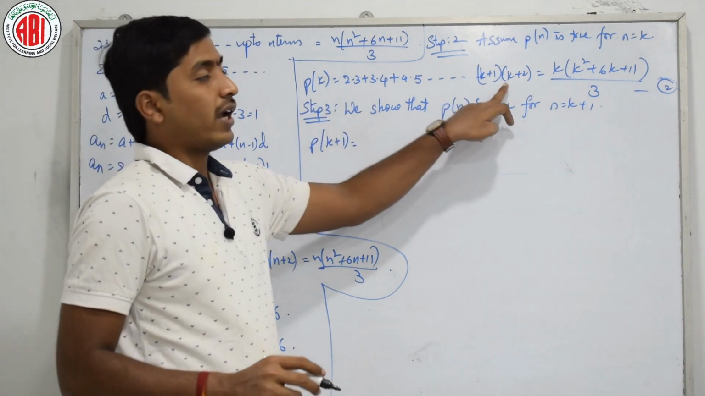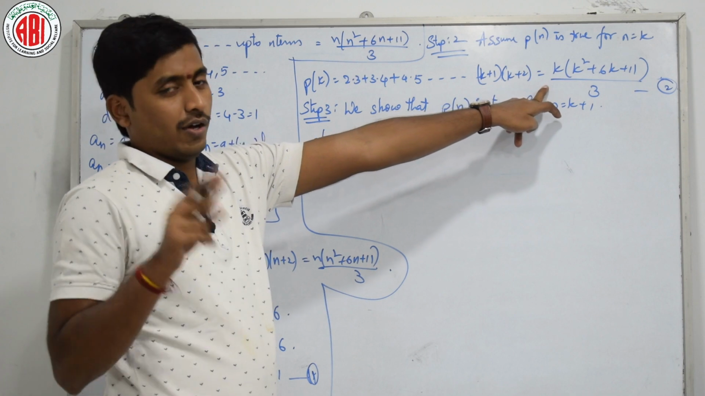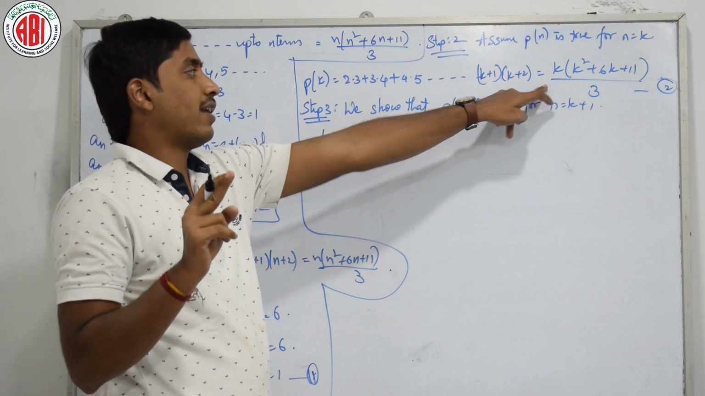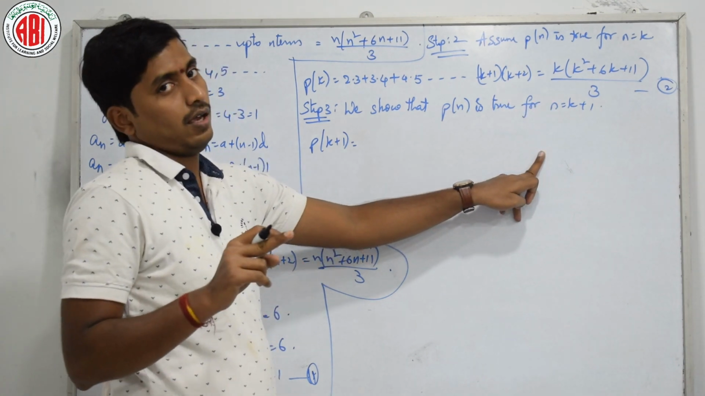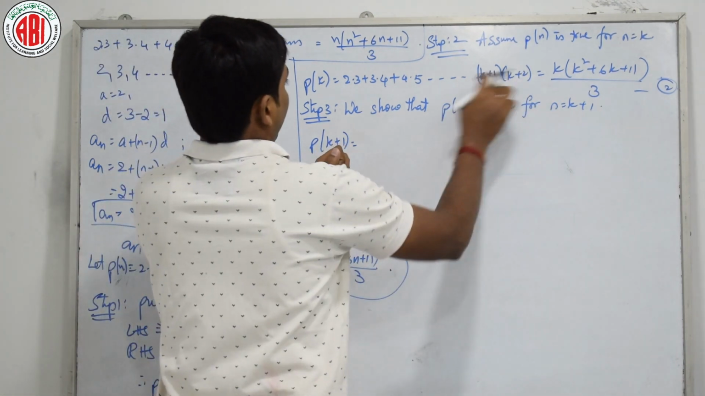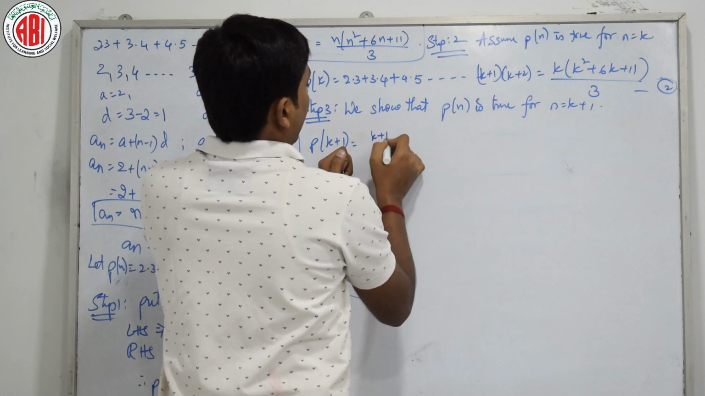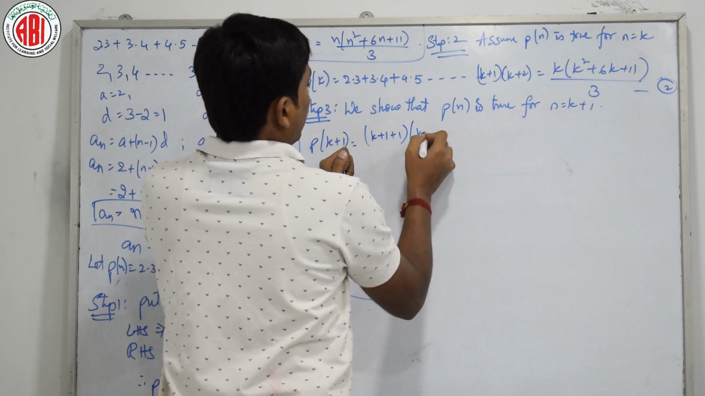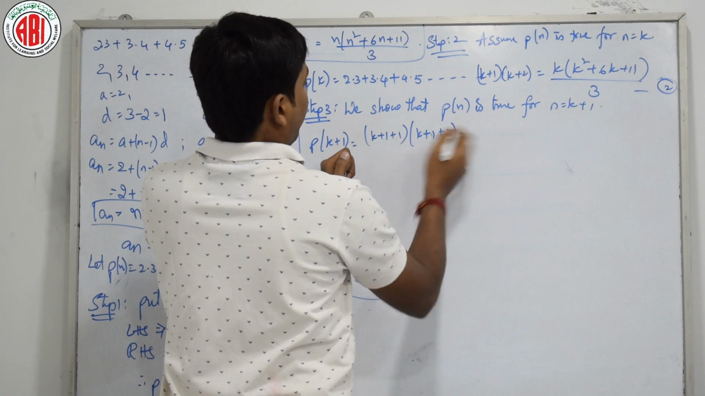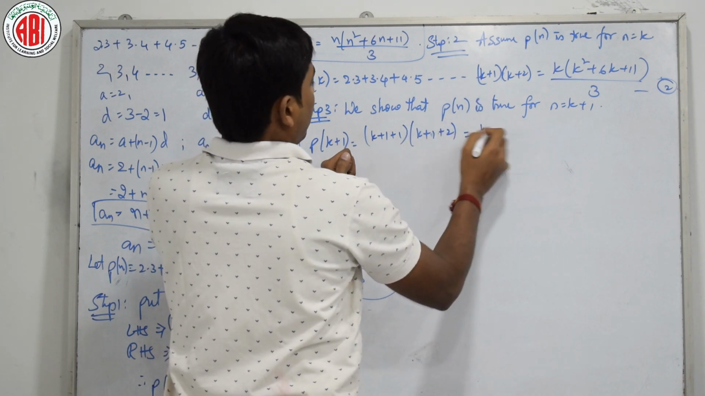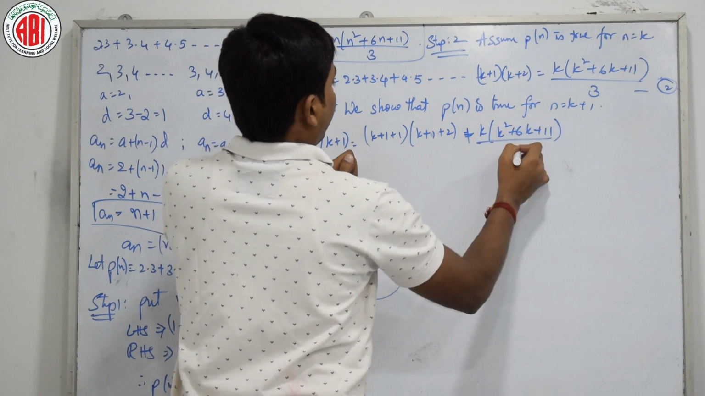If this is for P of k terms, the next term will be my k plus 1th term, right? I already told, at least remember in 2 ways, that is, directly substitute k plus 1 in this and write this as it is. Okay, let us write it from now itself. Substitute k plus 1 in this, what will it become? k plus 1 into k plus 1 plus 2 divided by, let it be as it is, equal to plus k into k square plus 6k plus 11 divided by 3.